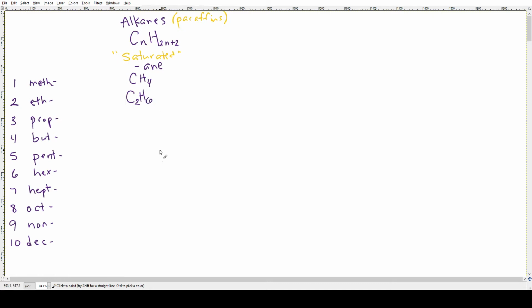So you could be asked a question like, what is the formula for methane? What's the formula for pentane? What's the formula for decane? Or you could be asked, what is the name of C9H20? So you're going to want to be able to use this formula up here as well as these prefixes. Before we fill in the rest of this chart, let's do alkenes and alkynes.